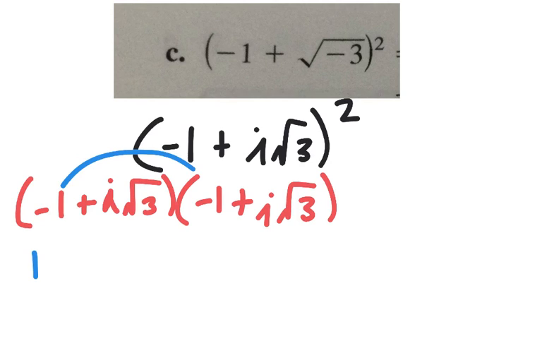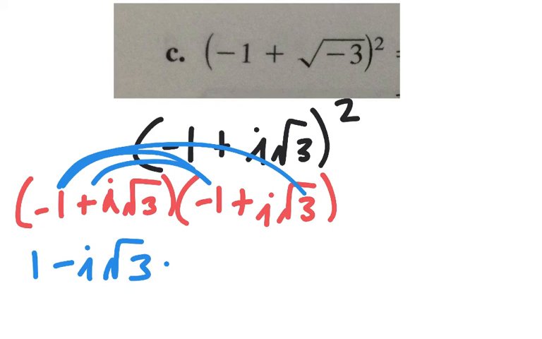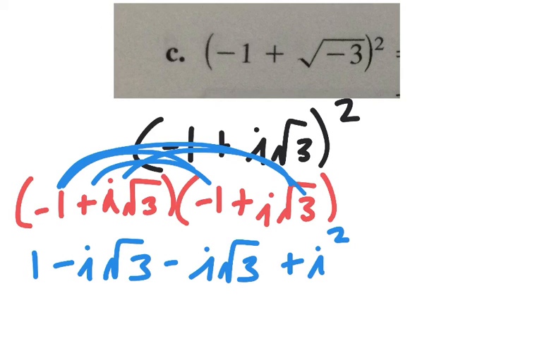-1 times -1 is 1. -1 times i radical 3 is -i radical 3. i radical 3 times -1 is -1 i radical 3. Okay, then right here's the tricky one. I've got i radical 3 times i radical 3. Well, i times i is i squared. Radical 3 times radical 3 is just 3. Those radicals cancel.